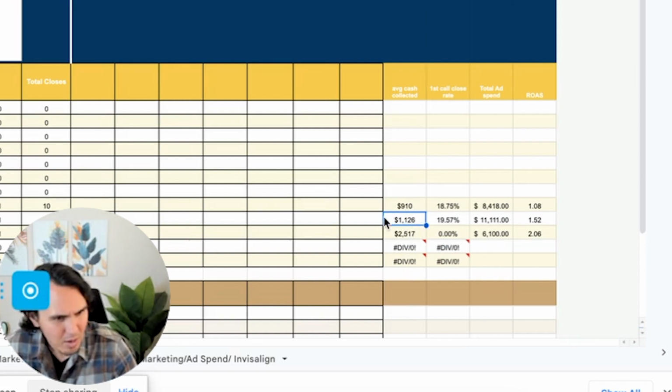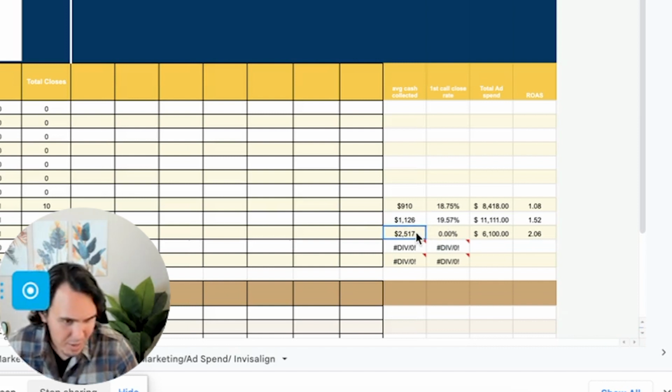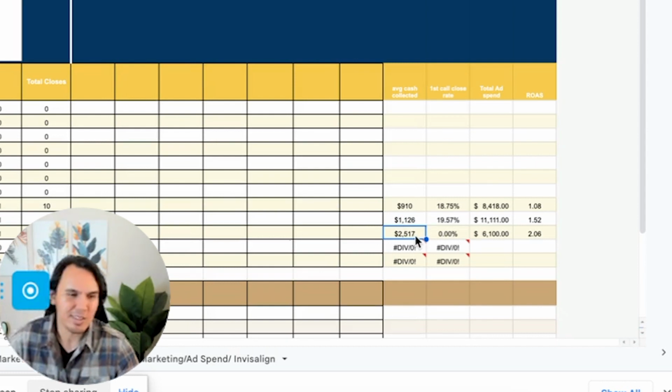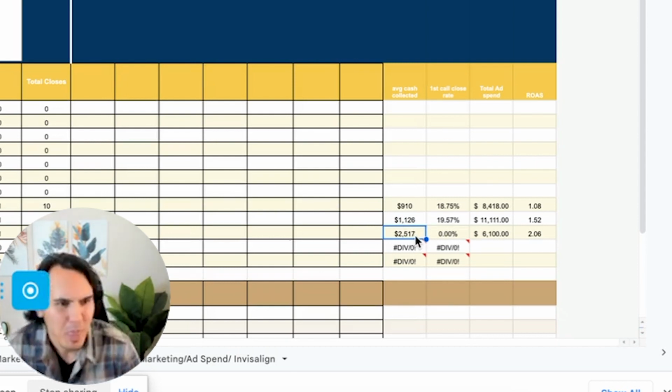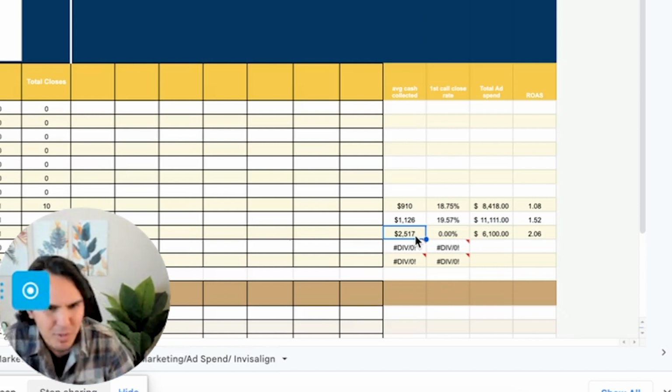As you can see, our cash collected was up to about $1,100, which is decent. And then so far in October, we are focusing more on selling the higher ticket packages. So our average cash collected across 5 deals is $2,500, right?